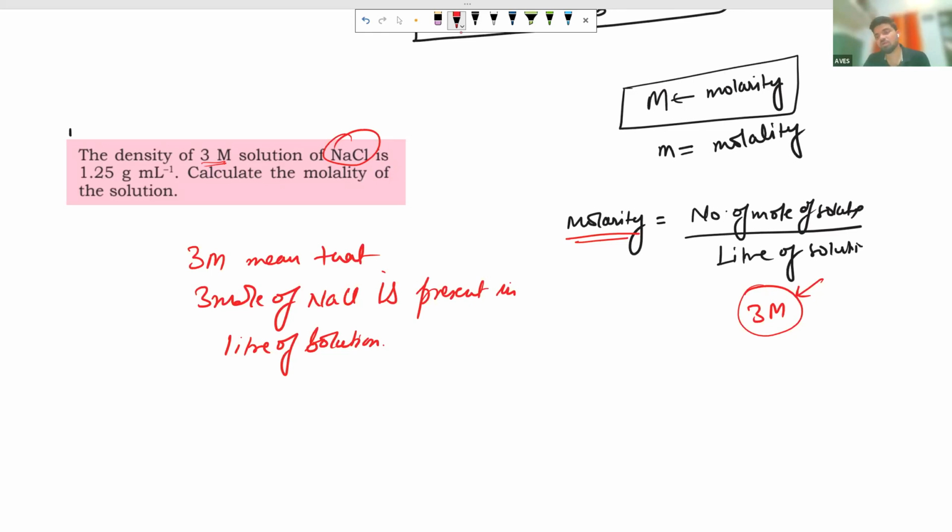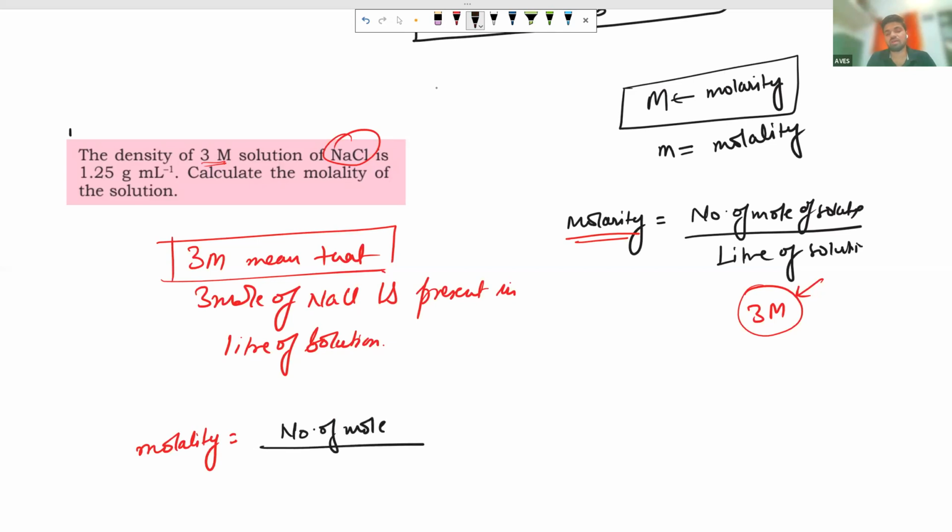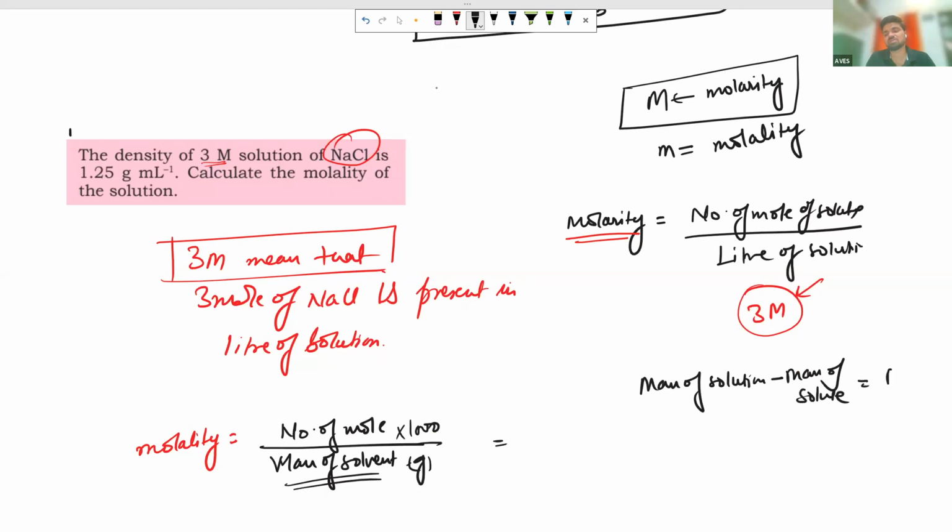Now here you need to calculate the mass of solvent because you need to calculate the molality. What do you need to do? You know the number of moles is 3 moles in the solution. So you have to write the number of moles, and here you have to write the mass of solvent in kg. If it is in grams, then you multiply by 1000. For finding the mass of solvent: mass of solution minus mass of solute is equal to mass of solvent.